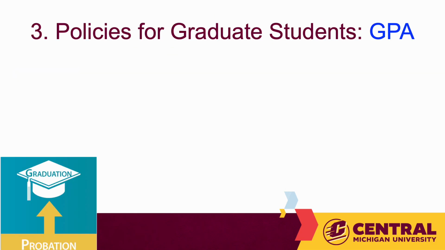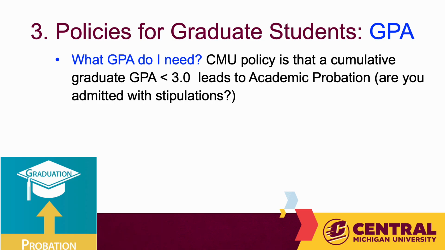Let's talk about some academic expectations for you as a graduate student. What type of GPA do you need as a graduate student? You are expected to have a cumulative GPA of at least a 3.0 during your time as a graduate student here. If your cumulative graduate GPA falls below a 3.0, you will land on what's called academic probation. Once you land on academic probation, you will have 2 semesters of enrollment to bring that GPA up to a 3.0.